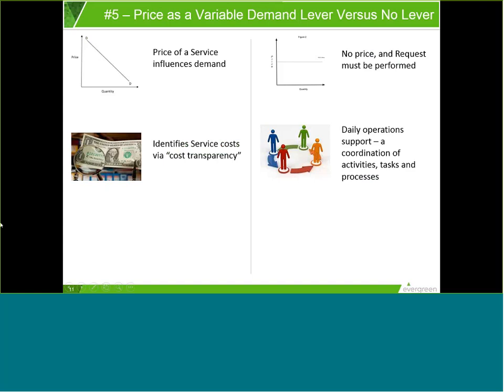Enterprises that use price or chargebacks or showbacks can influence the demand for each service. It's an economic principle and can be used to direct business customers to such things as a particular mobile phone type, operating system, and so on. Requests, on the other hand, are generally not influenced or governed by price or cost.